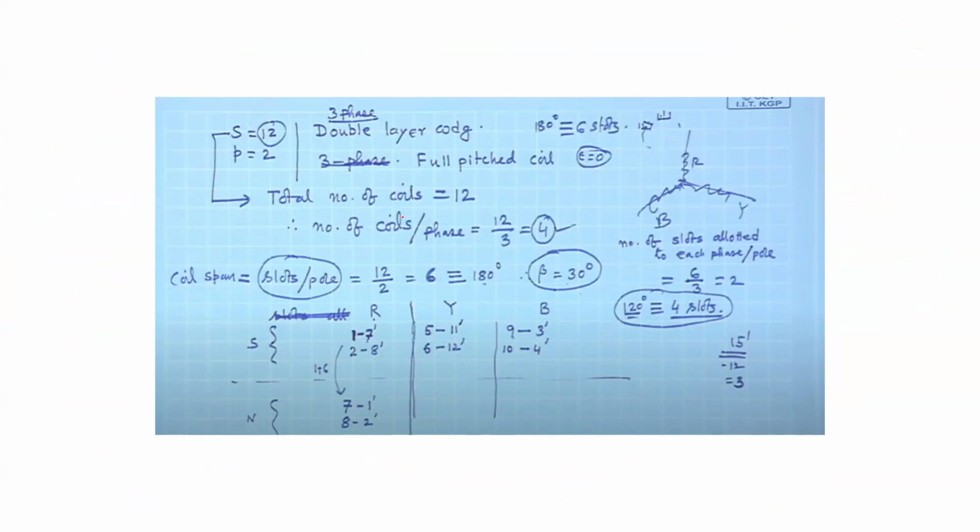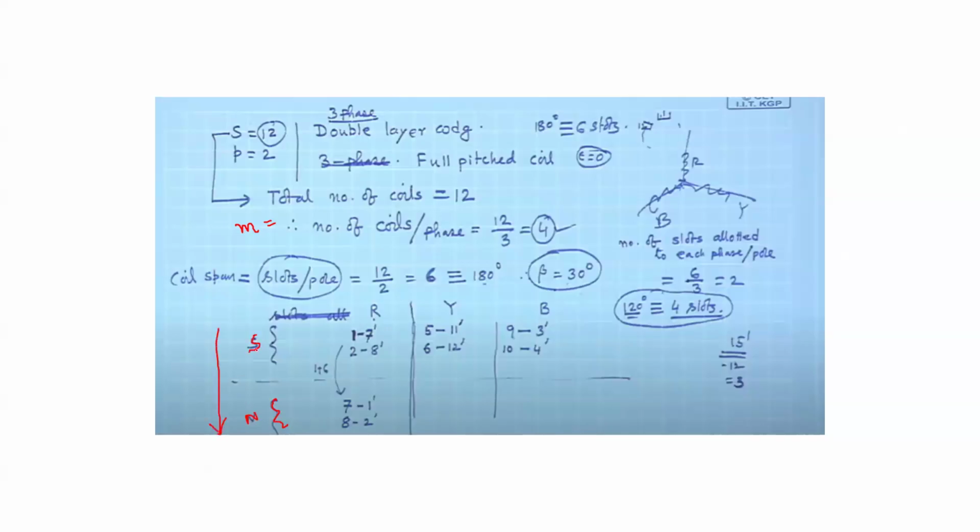First of all, we will try to find the number of coils per phase, which is denoted by M. Why we are doing this, you will understand. Here the first categorization is the north and south pole, right? So this is the one categorization.